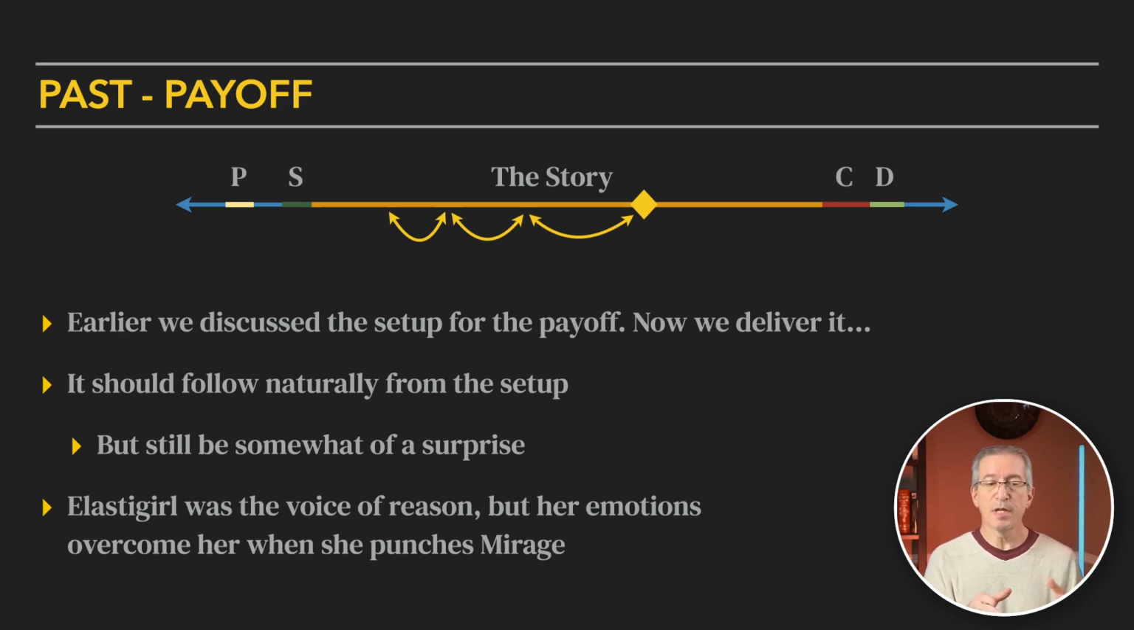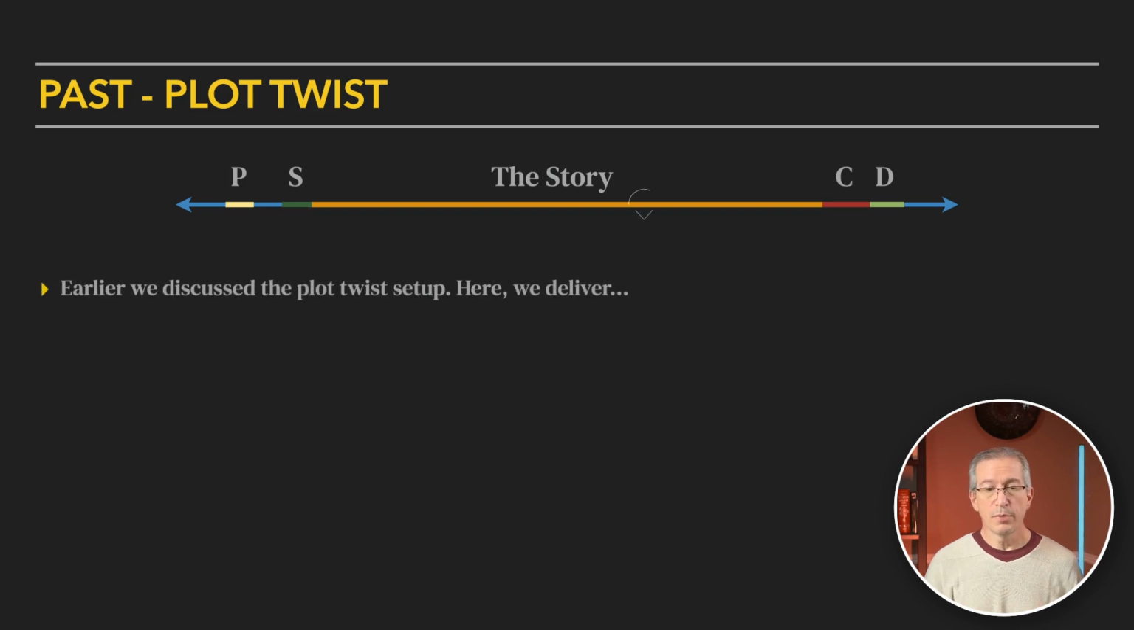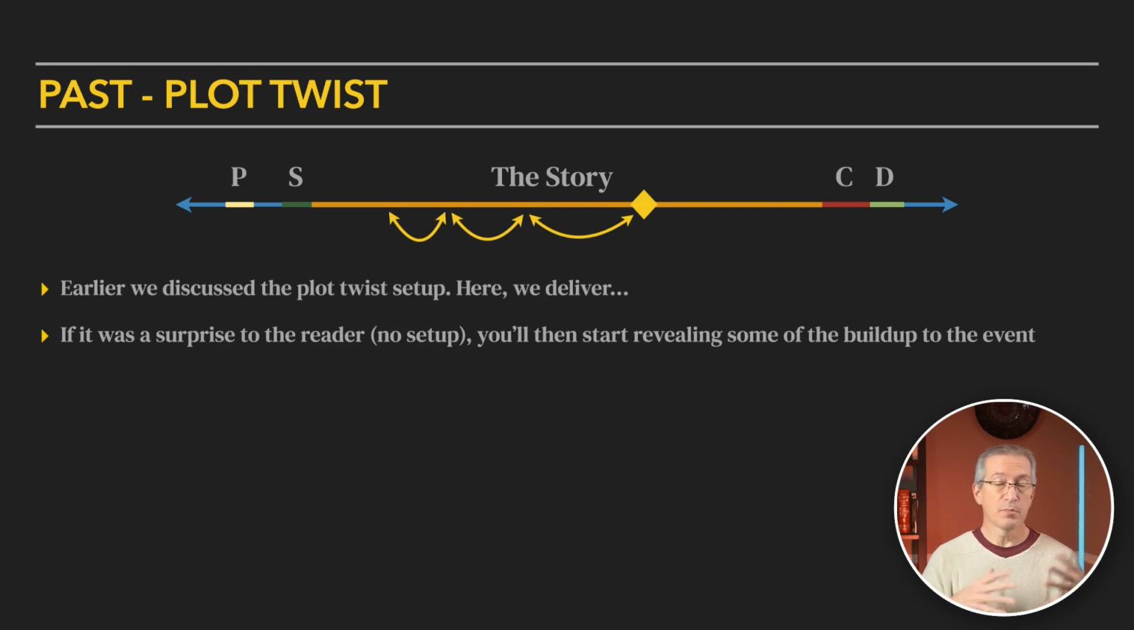And just to be clear, the reason I put this into the past is because we have reached the point of the payoff, and the reader will be thinking about those past events, and they will absolutely affect the payoff itself when they come across it. And so we want to set that up and then deliver. On a similar note, plot twists are set up and then we deliver those as well. Again, if it was a surprise to the reader, no setup in other words, you'll need to start revealing some of that build up to the reader through the characters interrogating things, investigating, what have you, talking to people and finding out what happened, just so it doesn't feel like a totally arbitrary decision on your part, the authors.